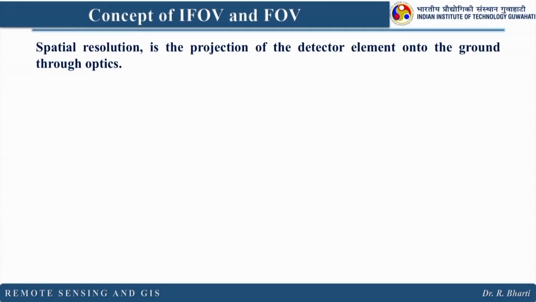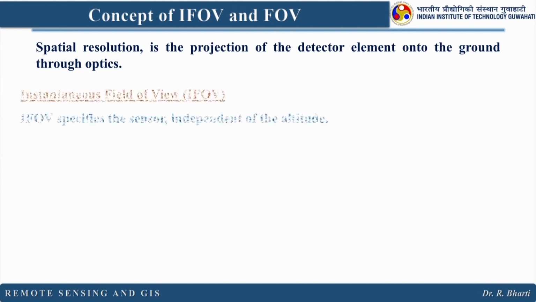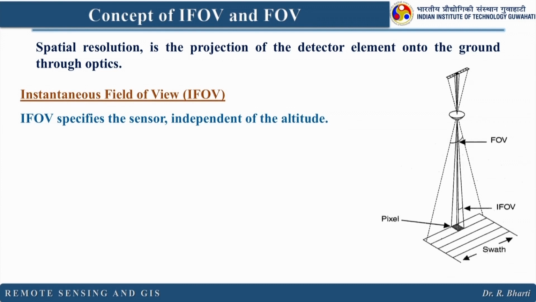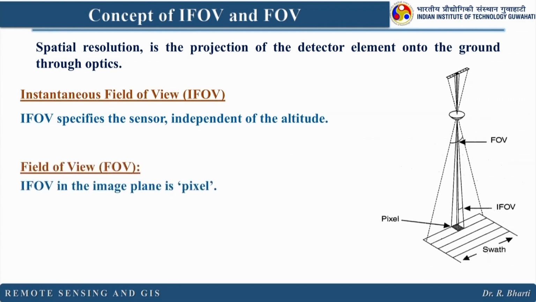Now, this spatial resolution is the projection of the detector element on the ground through optics, right. This I have already explained to you, but this will be more clear now. There are two terms, IFOV and FOV. IFOV is basically the angle of your detector, but field of view is the complete angle of your sensor. So, 1 pixel is generated using this IFOV.